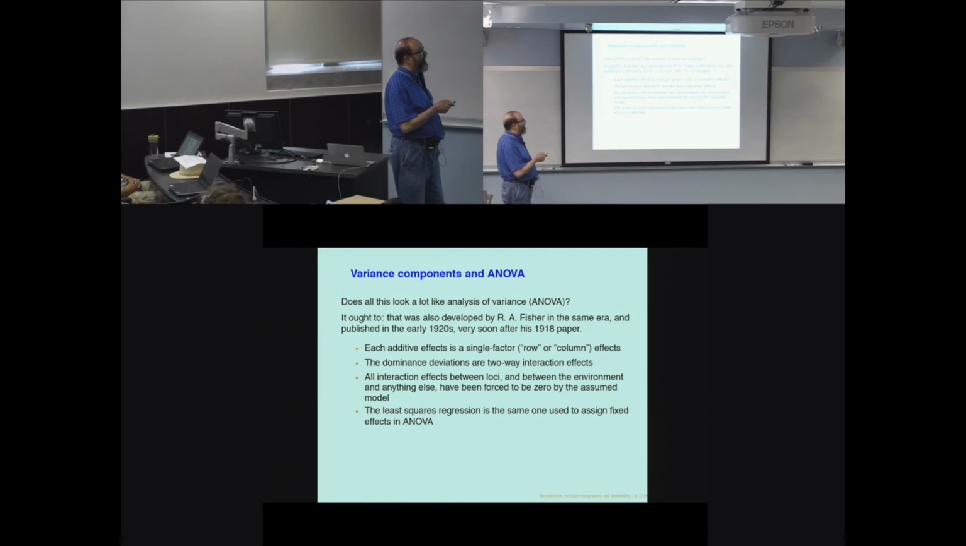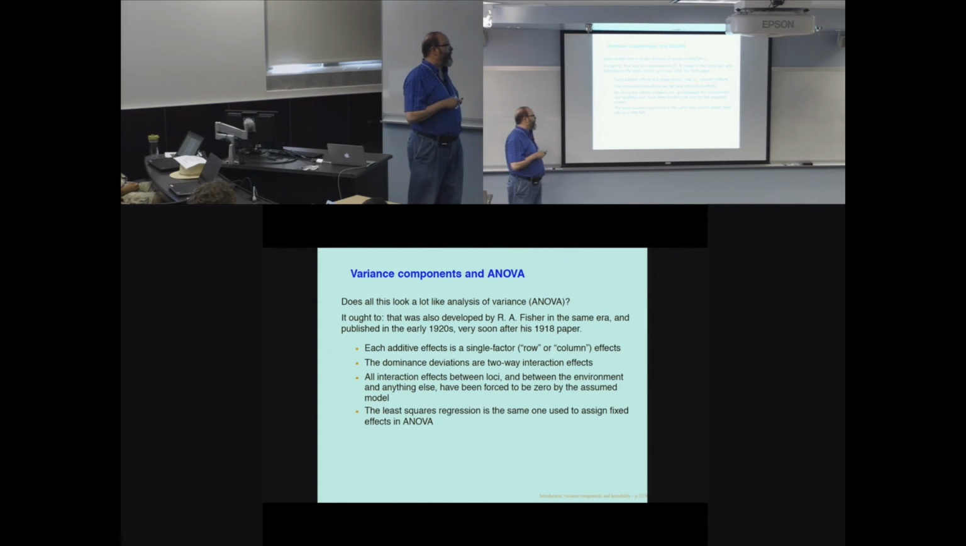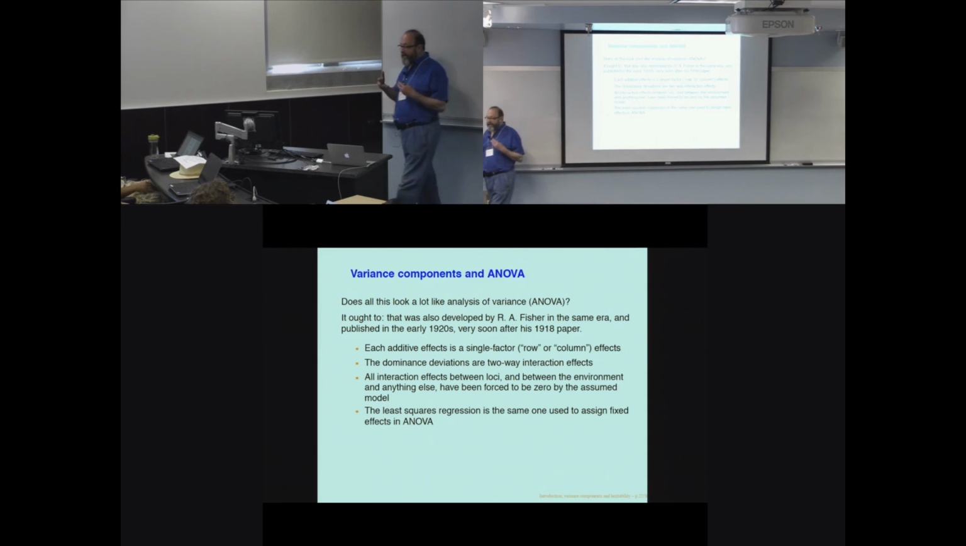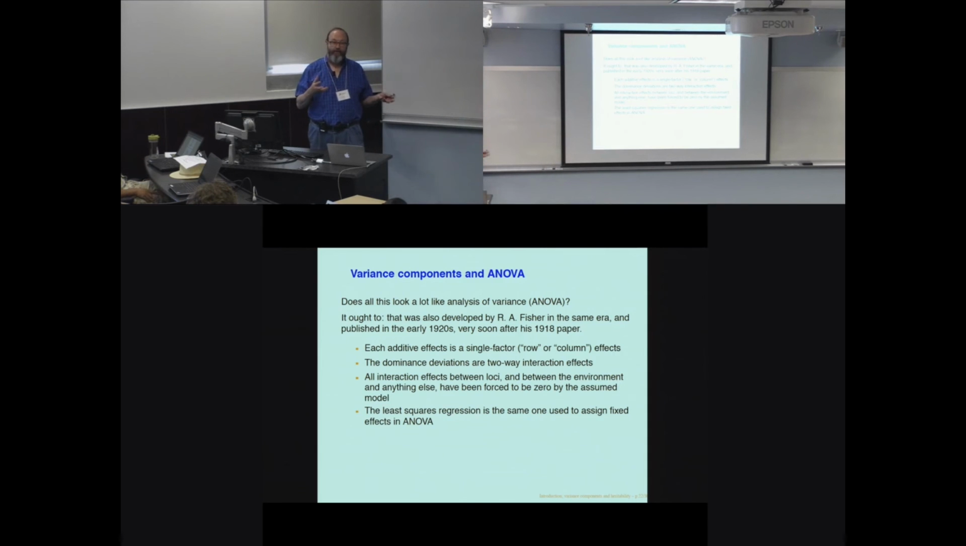In the variance components, it would be like a row effect or a column effect. The dominance deviations are two-way interaction effects between the rows, the directions that correspond to the two copies at a single gene. And you've forced a lot of the higher order interaction variance components to 0 by the assumptions that we've made. And the least squares regression that's used in the analysis of variance, you're implicitly using something like that least squares regression. So it's really the same machinery.